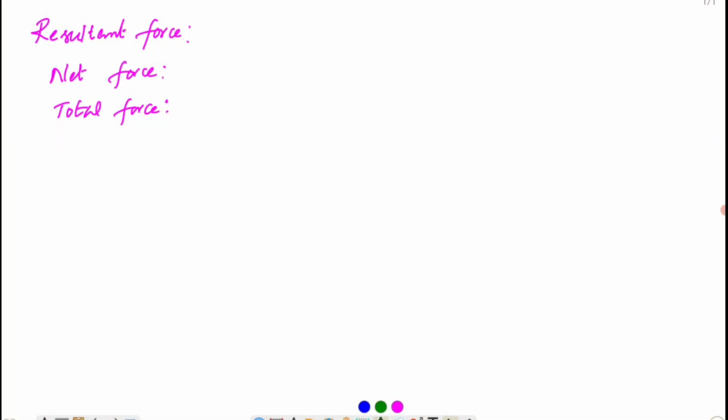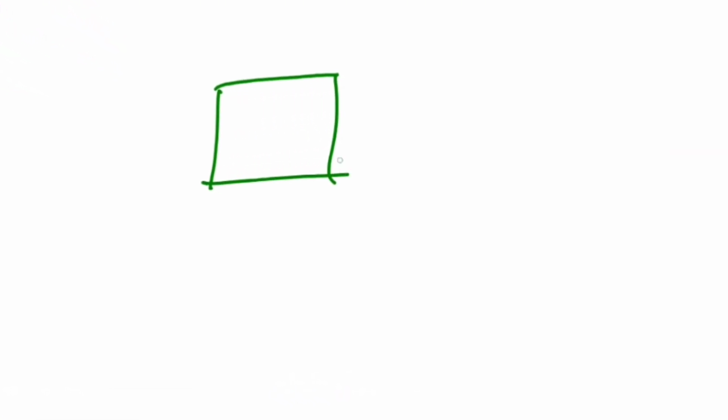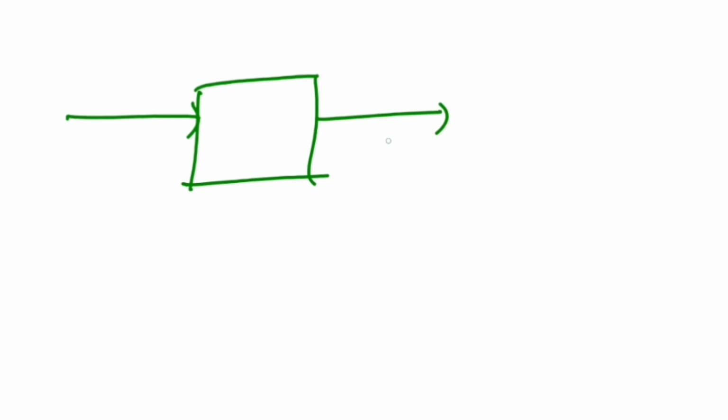Hope you understood. In many situations, more than one force acts on the object at the same time. All these forces collectively produce the same effect on the body as if a single force is acting on the body. Such a single force is called net force. Simply, here many forces are acting on the body.